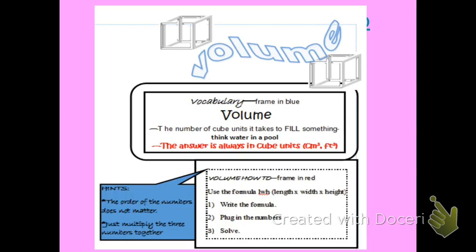In other words, it has a little number 3 after it. Okay, here's your how-to. Use the formula, length times width times height. That's all it is. That's what the formula says. Write the formula, plug in the numbers, solve it, just like we've been doing. A hint, the order of the numbers does not matter. Since we're just multiplying, you can multiply those 3 numbers in any order that you want to, as long as you multiply those 3 numbers together.